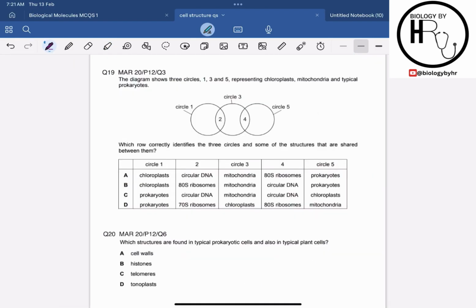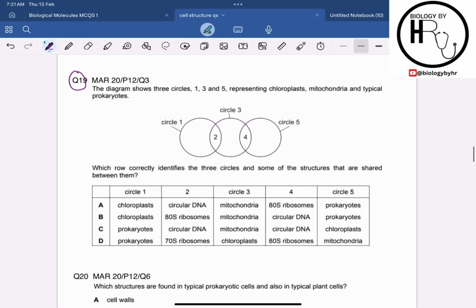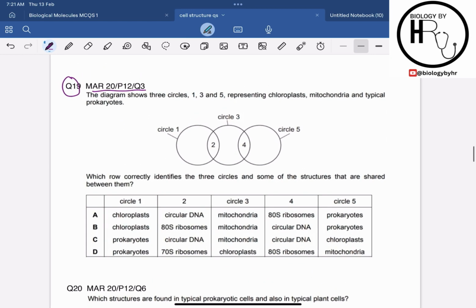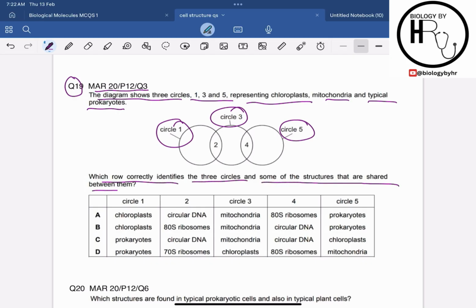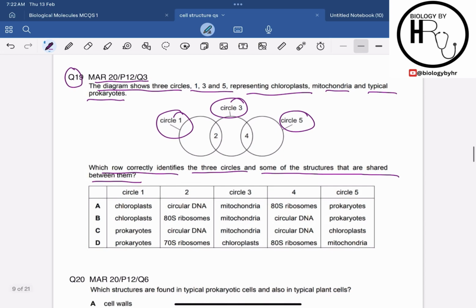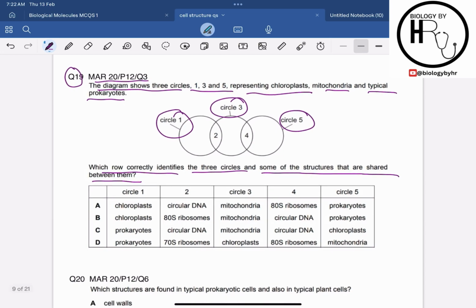Alright, so now let's move on to question 19, which is from March 2020, paper 1, question 3. It says that the diagram shows three circles, 1, 3 and 5, representing chloroplast, mitochondria and the typical prokaryote. Basically you have to identify which circle is the mitochondria, which is the chloroplast, and which is the typical prokaryote. Which row correctly identifies the three structures and some structures that are shared between them? So over here you have to identify by the common structures, right?